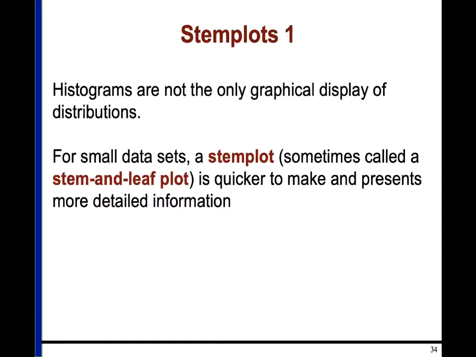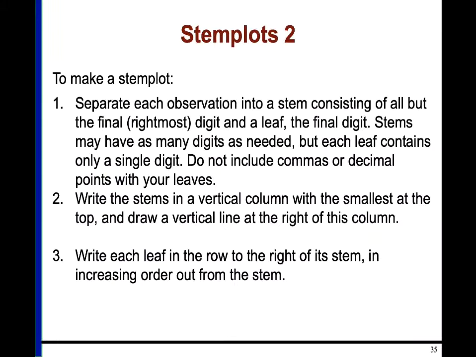The way you create a stem plot is that you separate each observation into a stem, and the stem would be all the digits except the very rightmost. So whatever that rightmost digit is, that's the one that's going to be the leaf. Everything else will form the stem. Stems can have as many digits as you need, but you do want to make sure that all of your numbers go to that same digit or place value. Don't include any commas or decimal points with your leaves. So the leaves should just be 1 unit at the end.